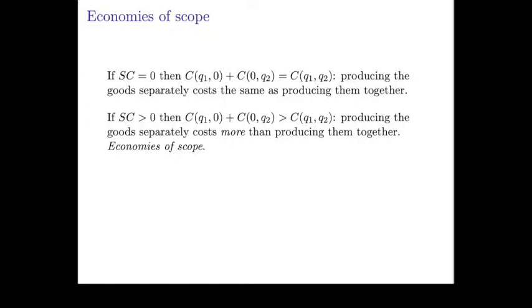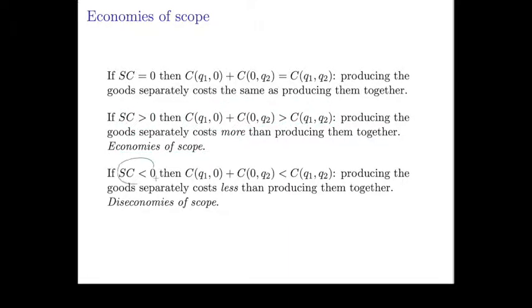Okay, so if SC, the scope, is 0, then that means that the cost of producing them separately is exactly equal to the cost of producing them together, which means that there's no economies of scope. If this number is positive, that means the cost of producing them separately is bigger than producing them together. So there is positive savings. There are savings to be had by producing them together. So we say that there are economies of scope between these two goods.